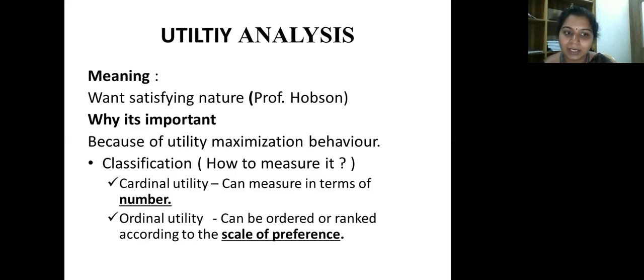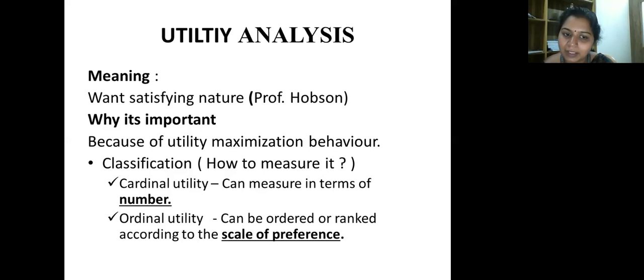In utility analysis, if you want to study that, there are two approaches. In two ways you can study. One is cardinal utility analysis. The second one is ordinal utility analysis. So these are two different approaches to study what? Utility analysis. An approach is different from tools.